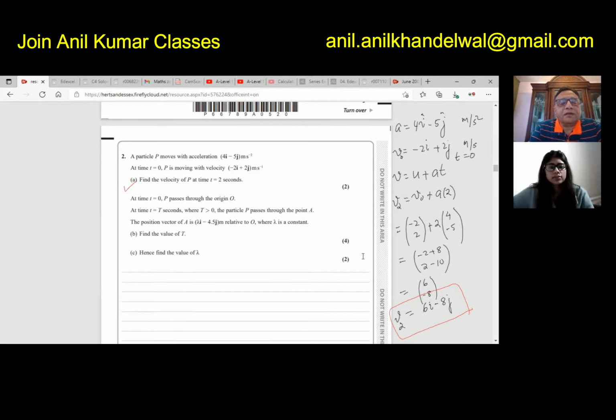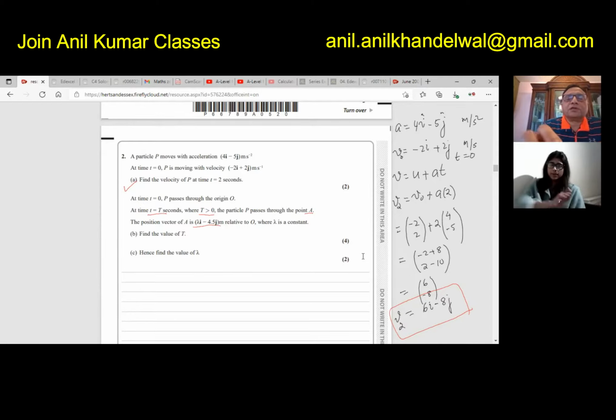Read. At time t equals 0, P passes through the origin O. At time t equals T seconds, where capital T is greater than 0, the particle P passes through the point A. The position vector of A is lambda i minus 4.5j relative to O, where lambda is a constant. Find the value of T.